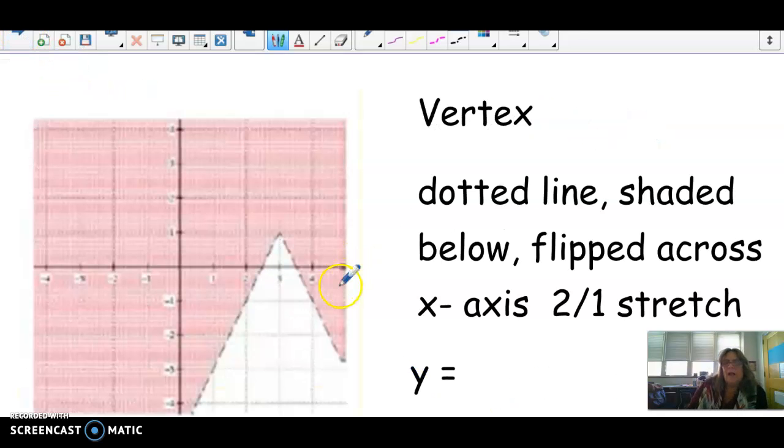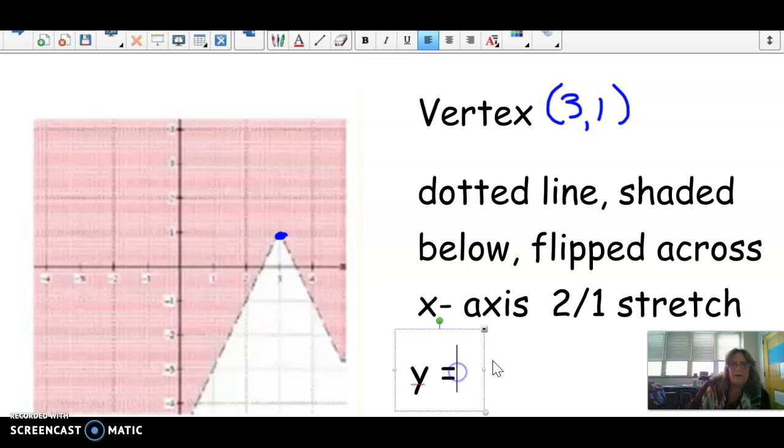For the next equation, I notice my vertex is located here, and that's at 3, 1. So when I look at it, and again, I'm going to get rid of that equal sign. I know that my graph opens down, so that it's flipped across the x-axis, and I go down 2 and over 1. So my graph is being stretched. If I look at this with it being shaded above and with it being a dotted line, then for my equation, it's going to be greater than, with no line underneath it.